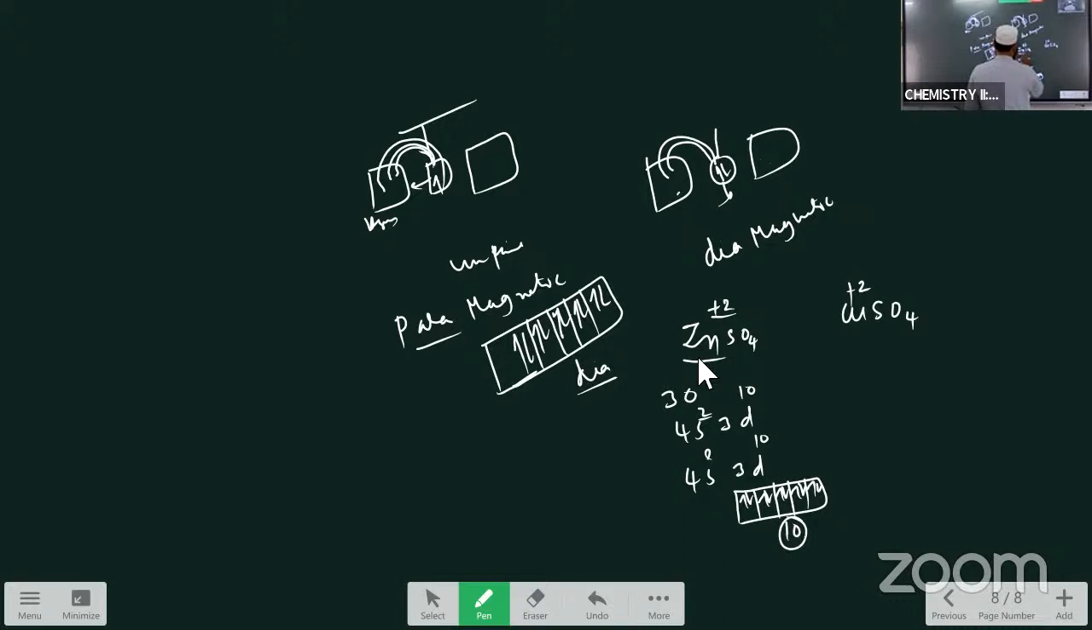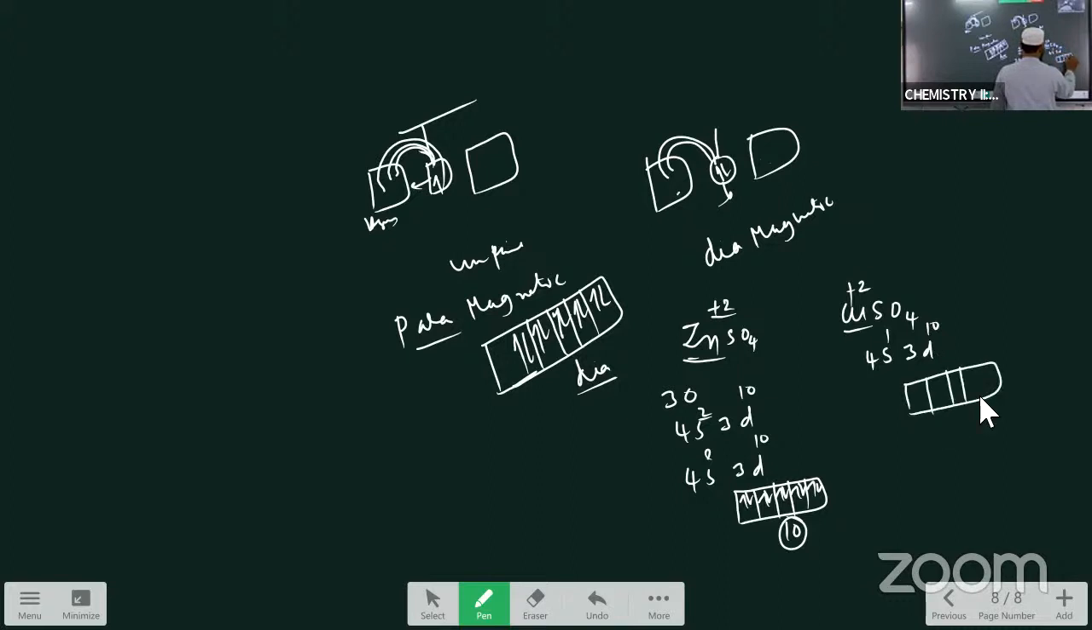So Zn+2 is diamagnetic, while copper sulfate is paramagnetic, because in copper one unpaired electron is there. What is the configuration of copper? This is the configuration: 4s1 3d10.